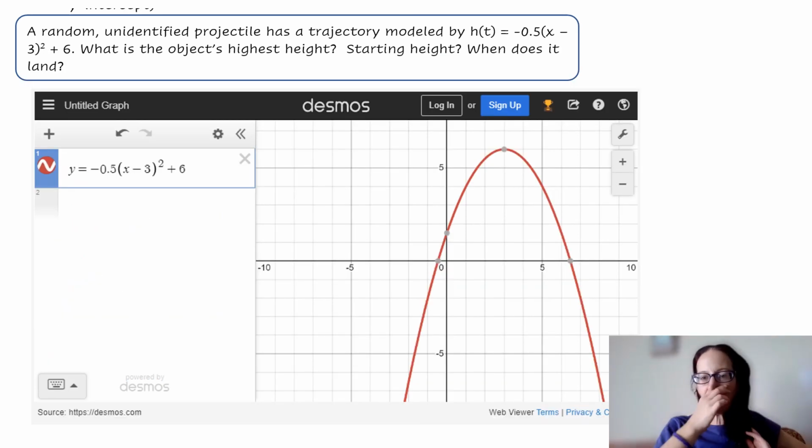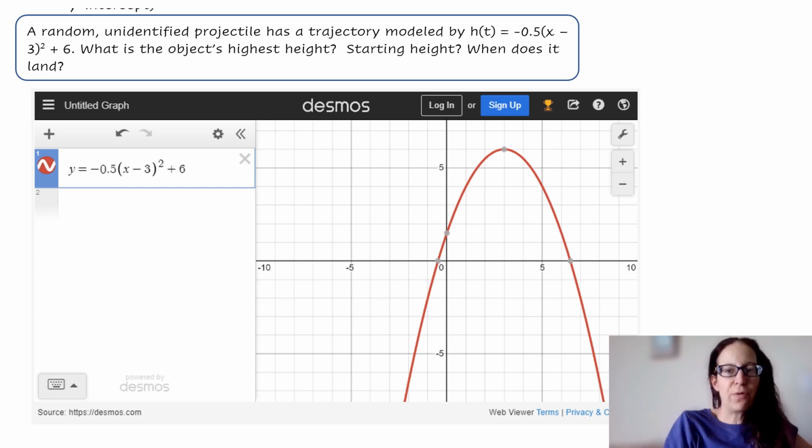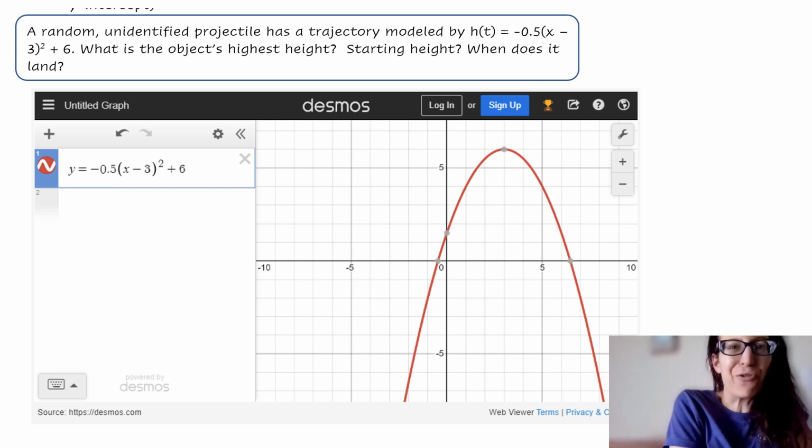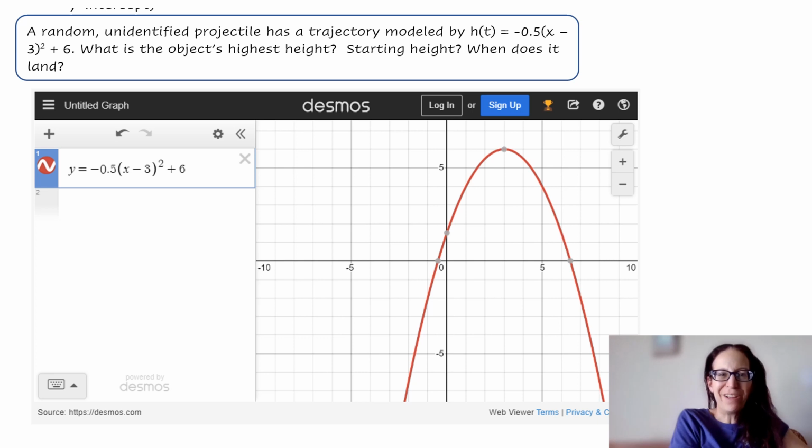All right, so at some point on the left side, I know it froze, and I know what that means, so hopefully we don't lose too much time.